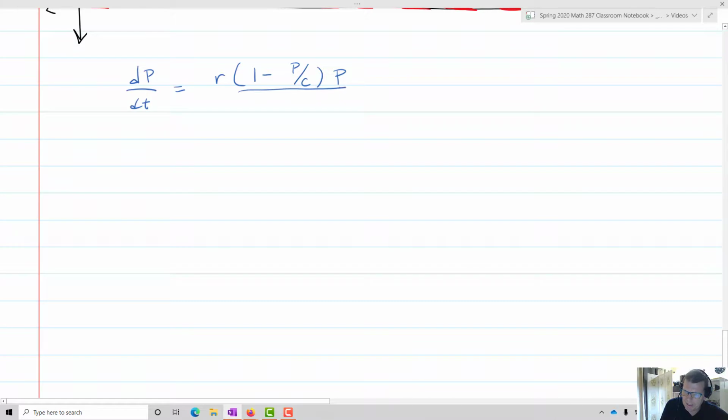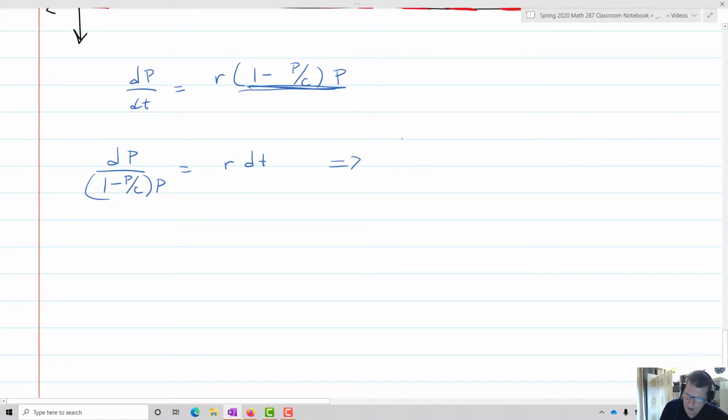Now let's find the general solution for this model. Again, we're going to go back to dP dt equals r times 1 minus P over C times P. And I can use separation of variables here, because notice that all my P's are bunched up. There are no actual t's. So I'm just going to end up with dP over 1 minus P over C times P equals r dt.